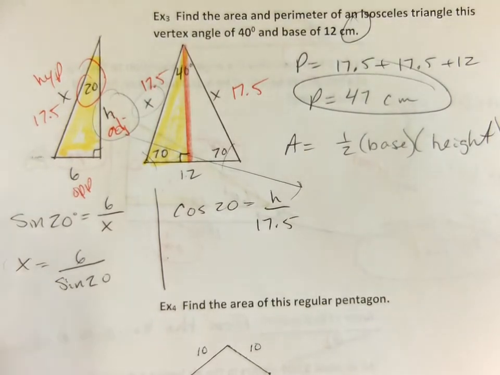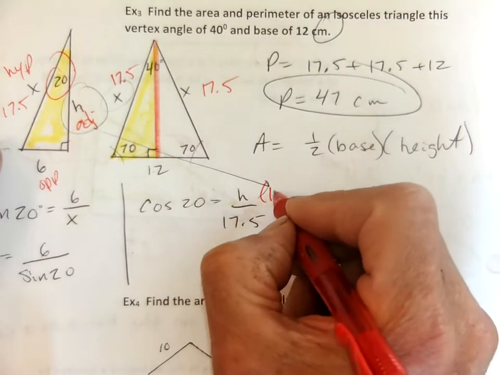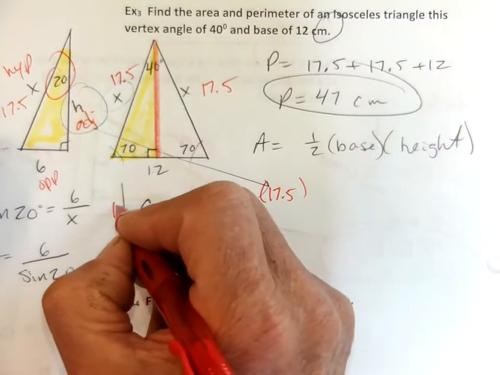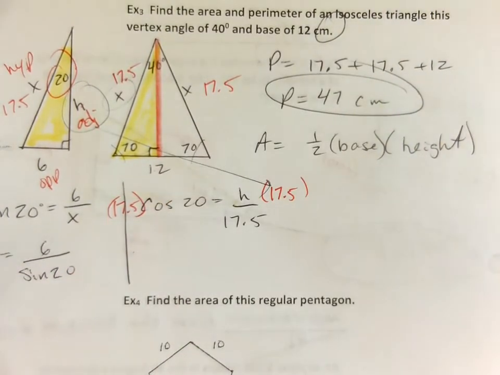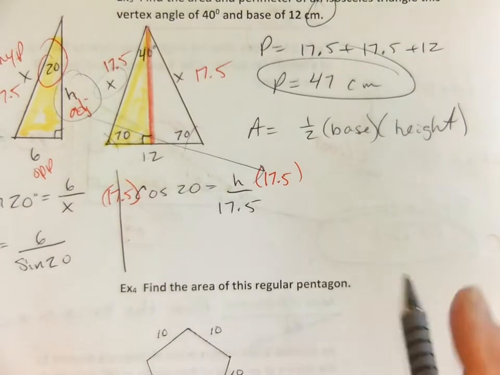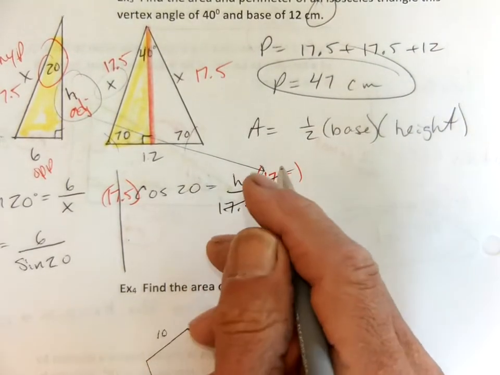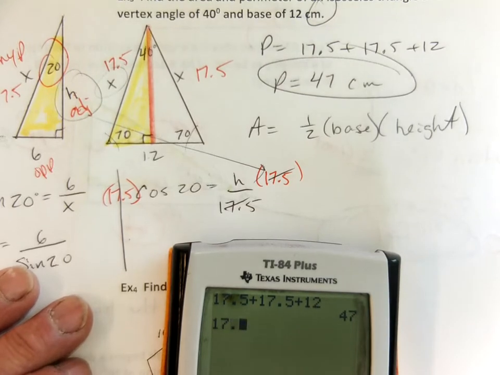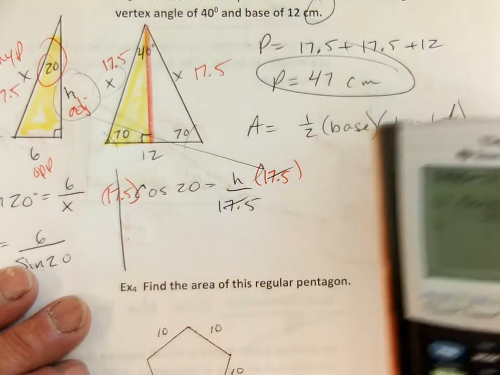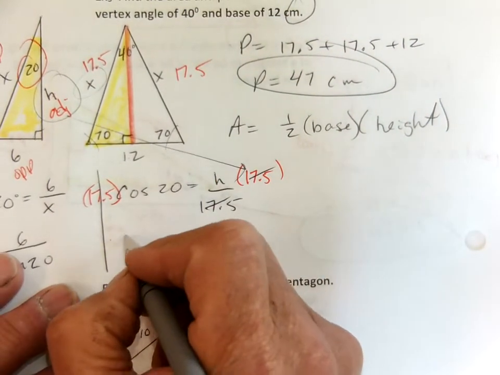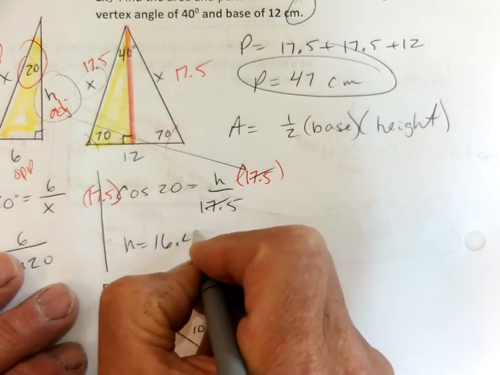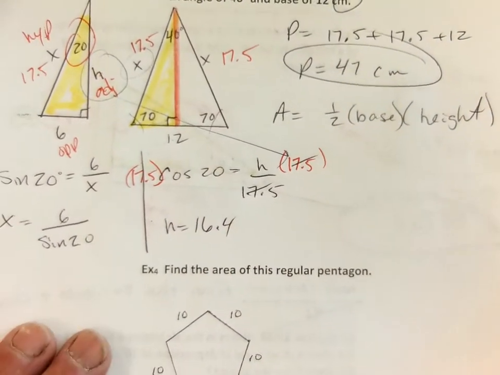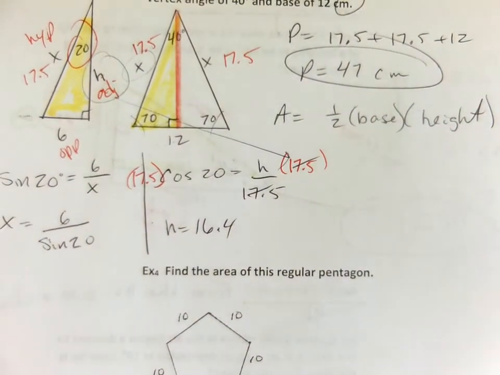And then solve by multiplying by 17.5. How am I doing, okay? That'll cancel. And use our calculator. 17.5 times cosine of 20. I get an answer of about 16.4 maybe, okay? So the height's 16.4. This is a hard problem, huh? Lots of steps. So finally, let's get the area of this thing.